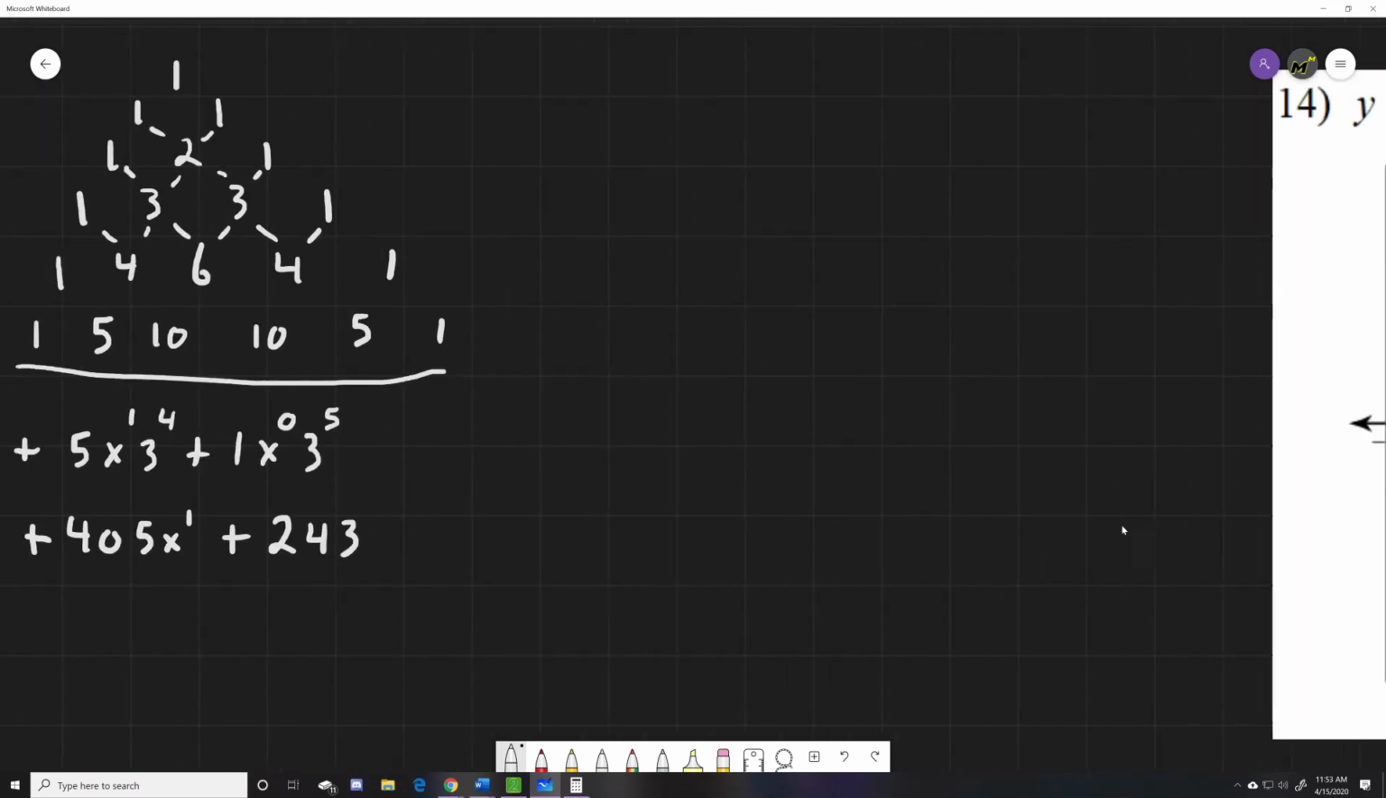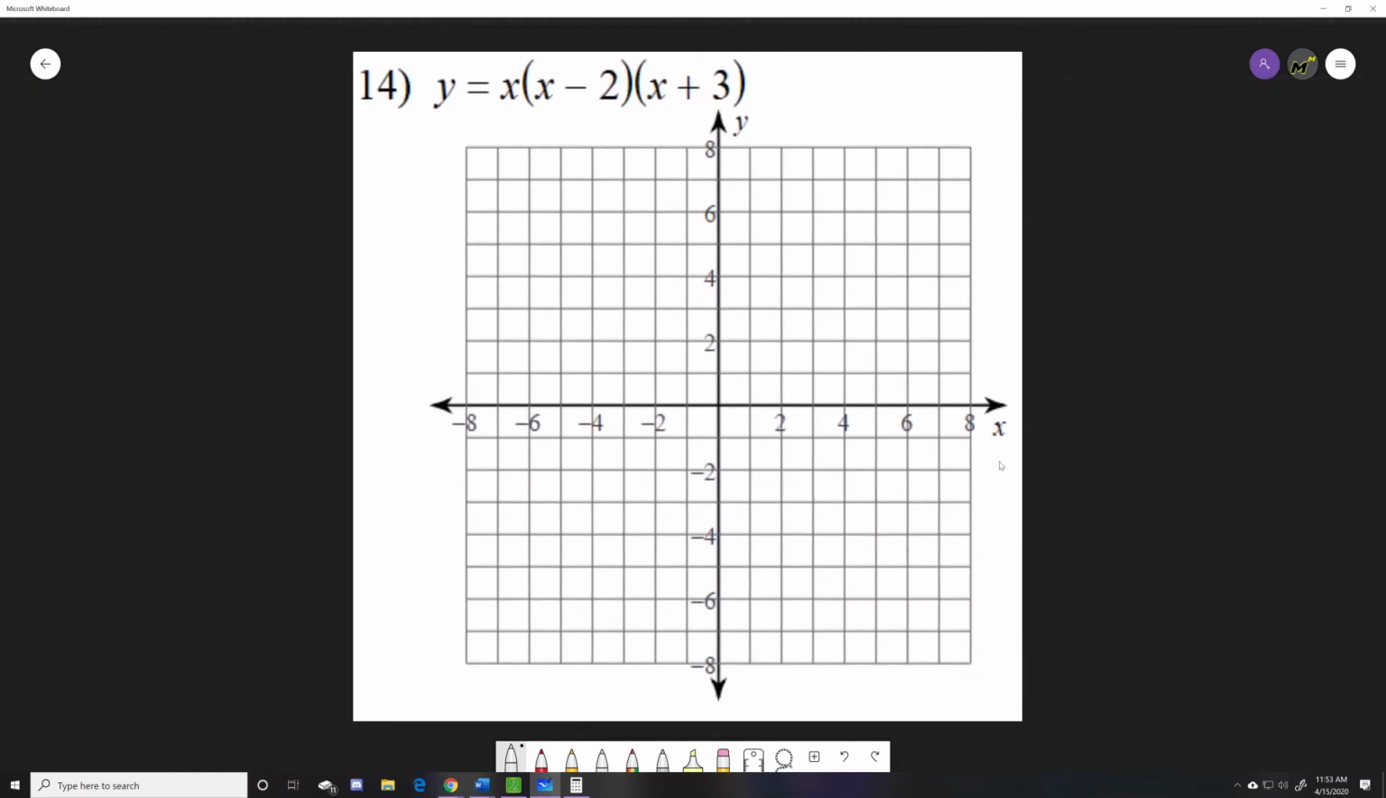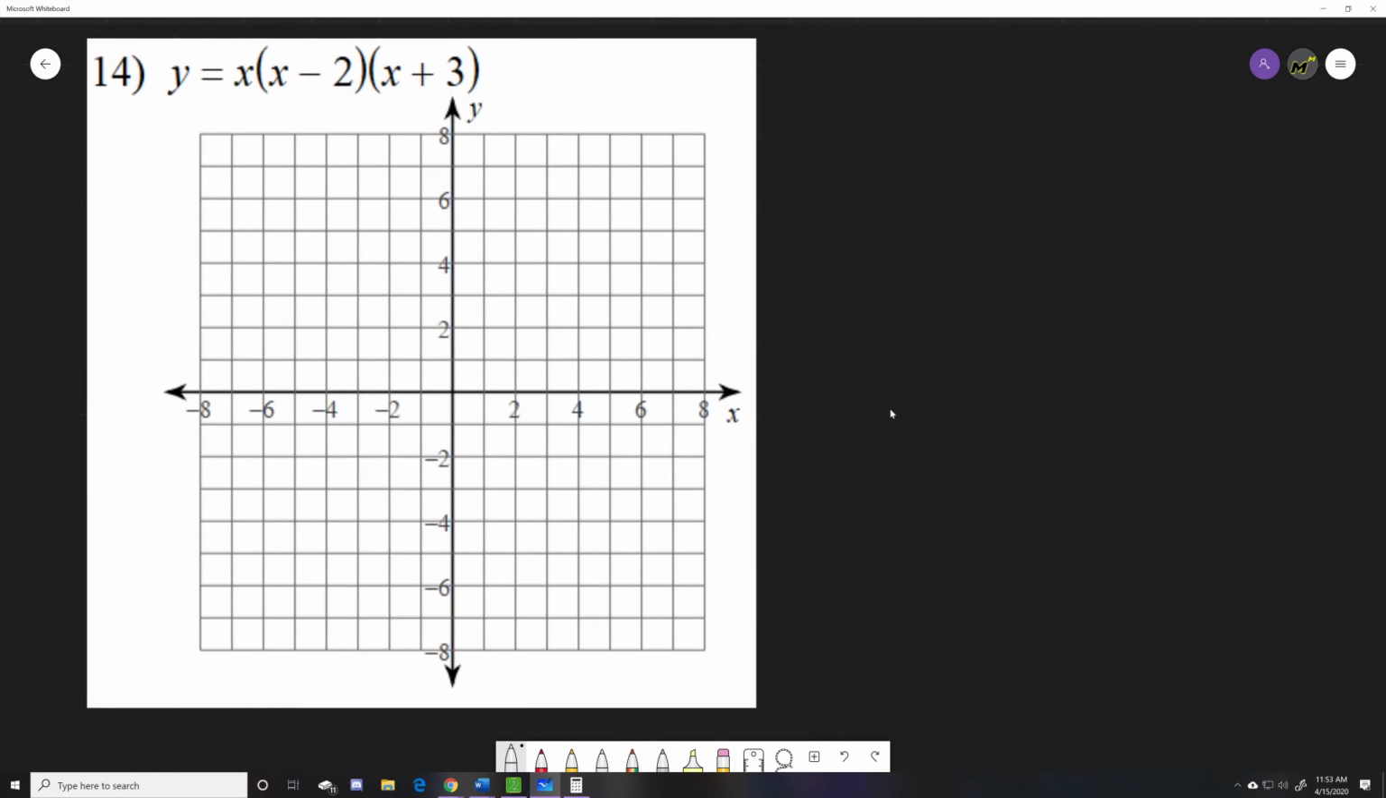Alright, moving on to the last one for this review, number 14, we have a lovely graph here. And they're friendly to us. They already factored our polynomial for us, so let's just finish the job. And so we'd have here x would equal a 0. So let's find the zeros, that's what we need to do. And then x minus 2 would equal a 0, and here x plus 3 would equal a 0.